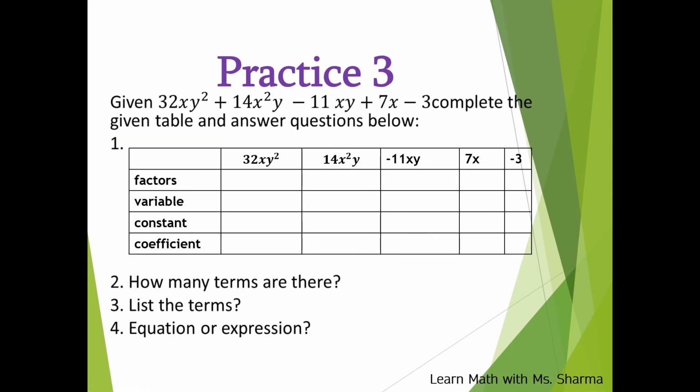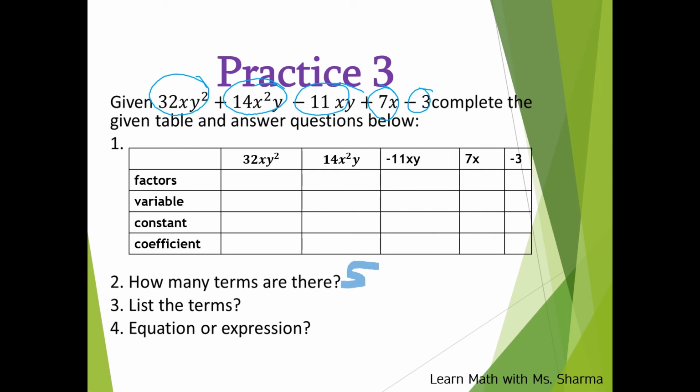Practice 3. Given 32xy squared plus 14x squared y minus 11xy plus 7x minus 3, complete the given table and answer questions below. So in the table we can see the terms are separated, and this is an expression because it is not an equation, it doesn't have an equal sign. In the expression we can see the terms are separated by plus or minus sign. So you can see how many terms are there. One, 2, 3, 4, 5. So there are 5 terms.